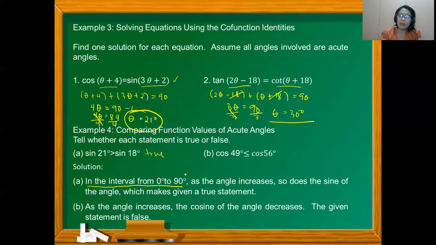Now, on the other hand, cosine 49 is less than or equal to cosine 56. This is a false statement since, on the contrary, as the angle increases, the cosine of the angle decreases. The given statement is false. Since 49 is less than 56, the lower the value of an angle, the higher the value of its cosine. So this becomes a false statement.